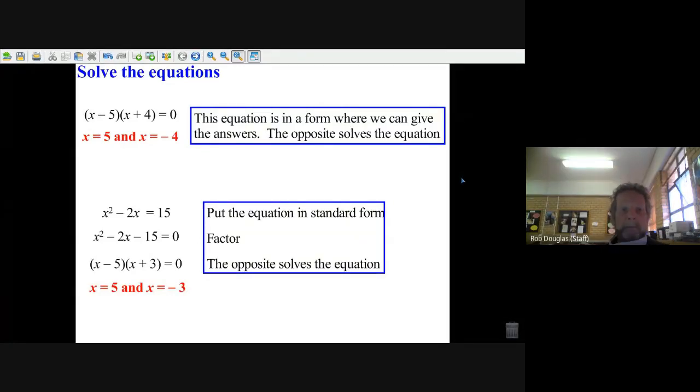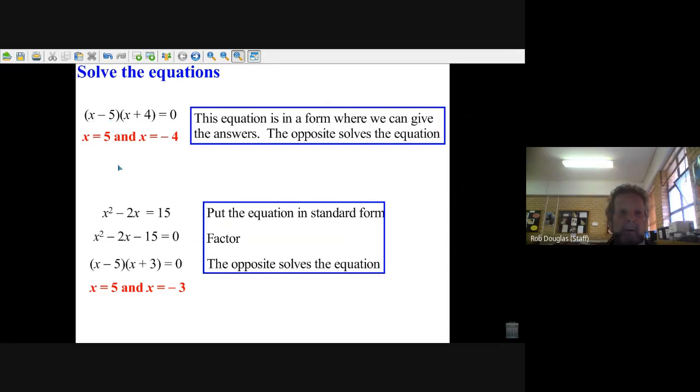Okay, we're going to do a short video on solving quadratics. You're going to be given some questions like this, so let's look at a couple of examples. If you see two brackets multiplied like this, x minus 5 times x plus 4 equals 0, and you're asked to solve the equation, a lot of people start multiplying it out and trying.